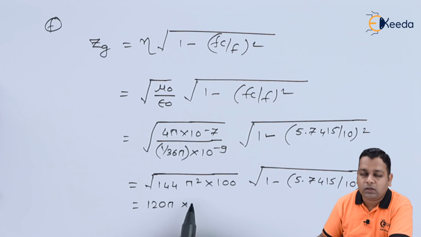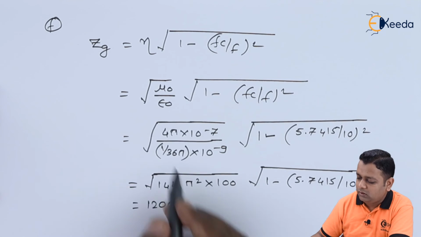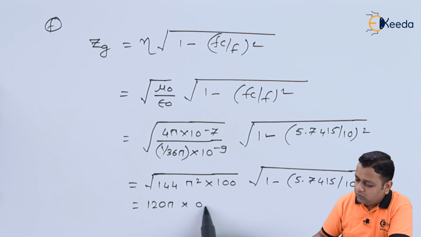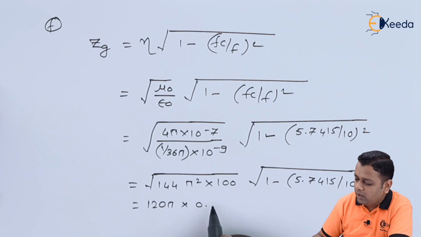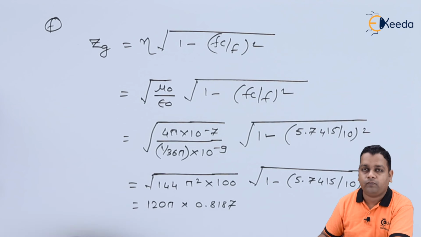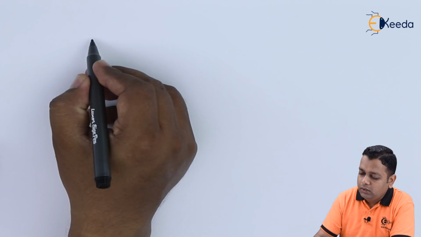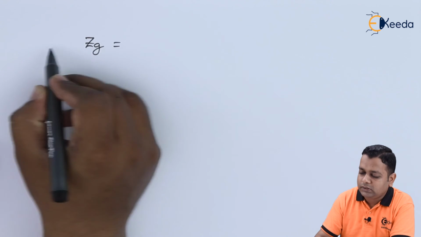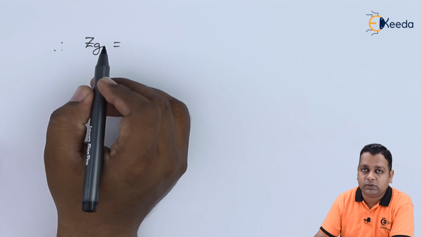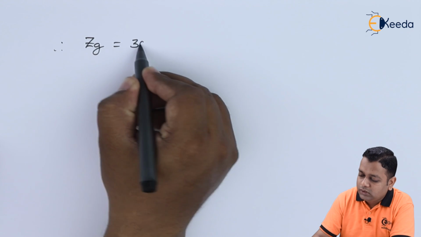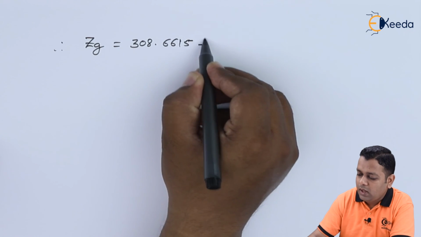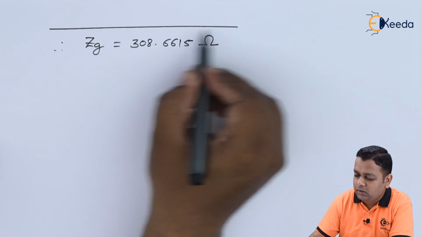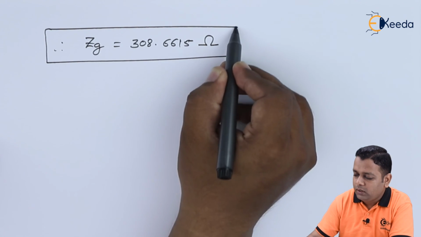So we have got it calculated in a sequence here. So it is in multiplication to the second square root that results in the value 0.8187 here. So finally we obtain the value of wave impedance inside the waveguide, given circular waveguide. The value is 308.6615. As it is impedance, we should measure it in terms of ohms here.